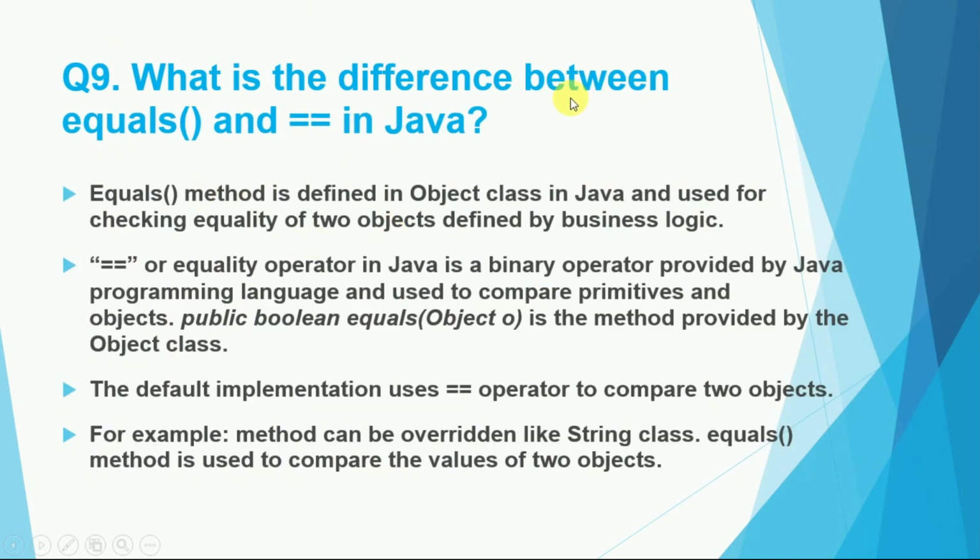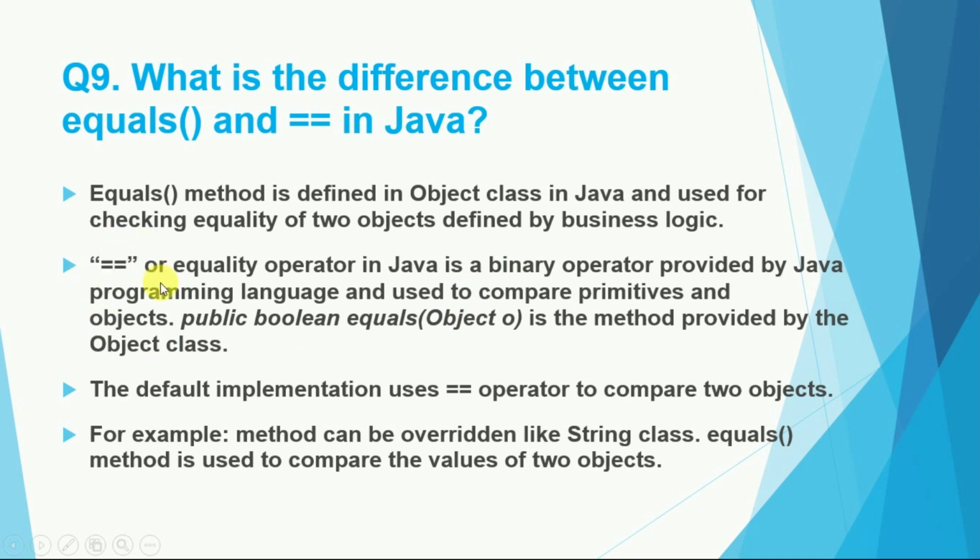So what is the difference between the equals method and ==  in Java? equals is basically a method defined in the Object class in Java and used for checking equality of two objects, as defined by business logic.